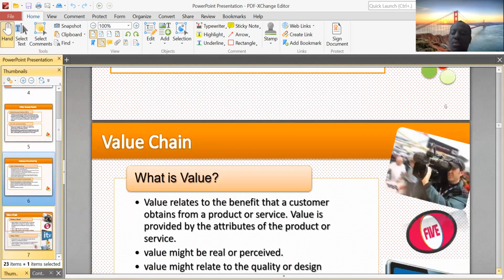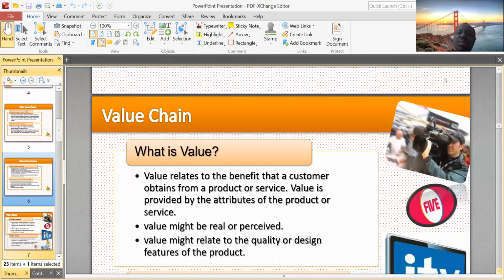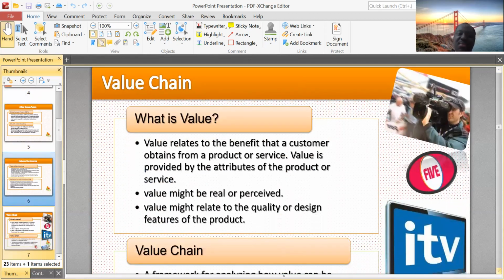Now let's move on to, I said we'll be zoning into models. So let's move on into the models. Here we are talking about the value chain. Please, this is a very important model, so please pay attention to this. Value chain. So when we say value, what do we mean? Value refers to the benefit that a customer obtains from a product or service.